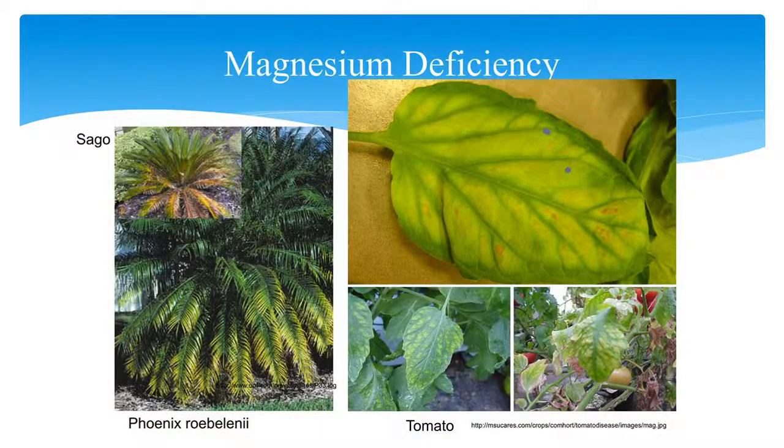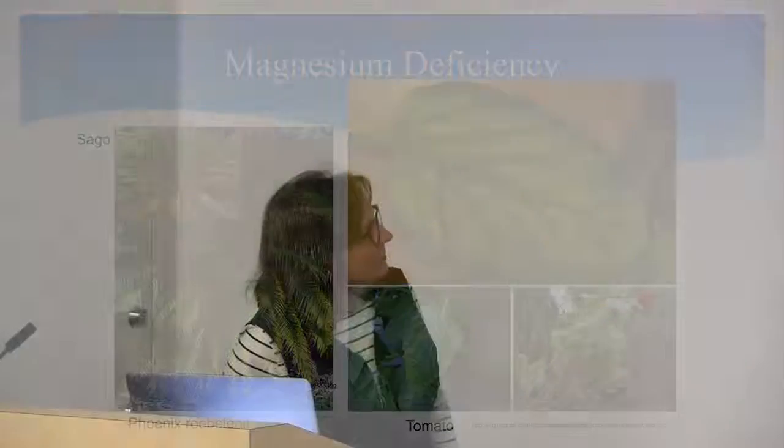I don't want to go through these a lot, but when you start getting into some of the secondary macronutrients, we start to see what's called interveinal chlorosis, where the veins will stay dark green, but the spaces in between are going to become yellowish in color. So these are signs of some of these deficiencies. It could be magnesium deficiency, it could be iron deficiency, manganese, depending on the type of plant. So again, showing you a Phoenix robellini with that, and then some tomato plants, what that looks like.